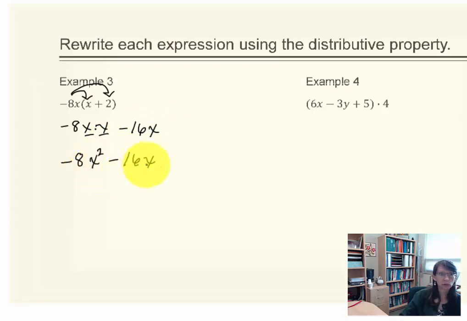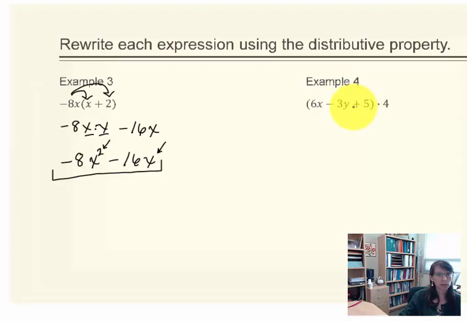Now these two terms are not going to be combined because this first variable x is raised to a power of 2, and this variable of x is raised to a power of 1. So they're not like terms. This would be our final answer.